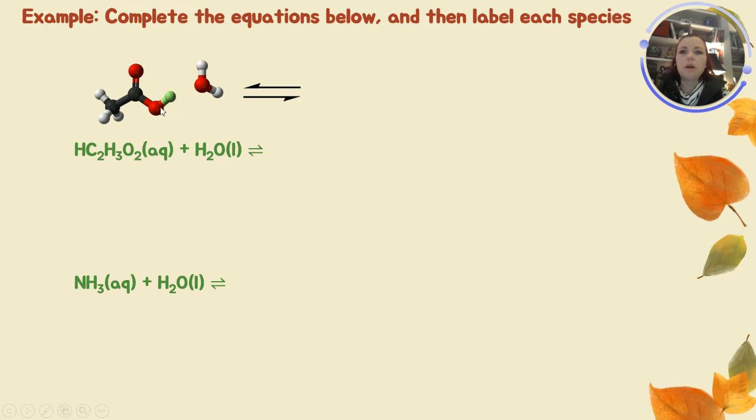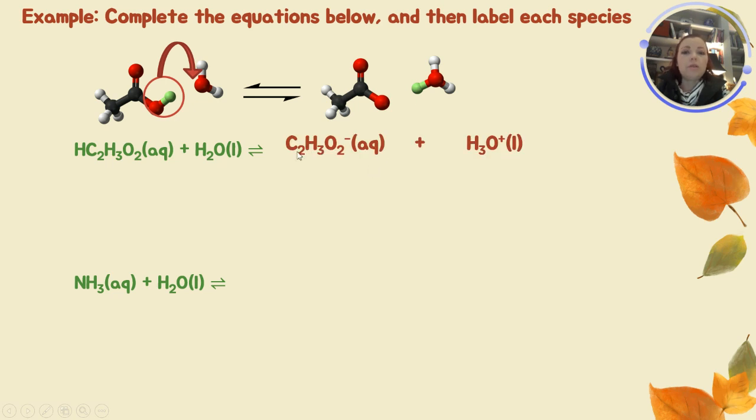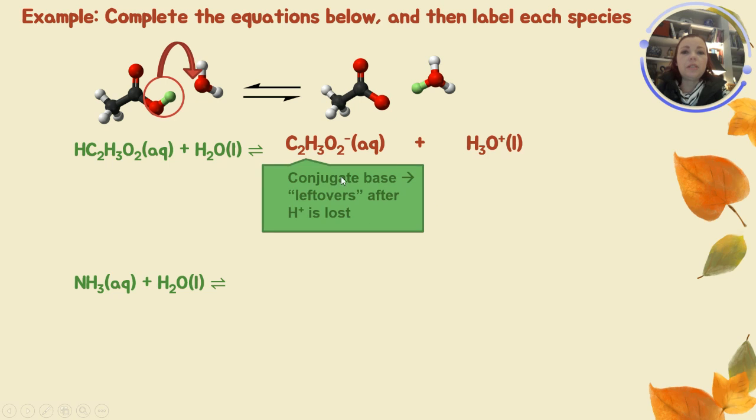And so we're going to look at this atom in green here because that is one of the hydrogens. And so you can see that that hydrogen transfers to water, leaving behind this anion and then hydronium. So there we go. So you have C2H3O2 minus plus H3O plus. So this is the conjugate base because this is the acid and this is its conjugate base. The leftovers after that H plus is lost.